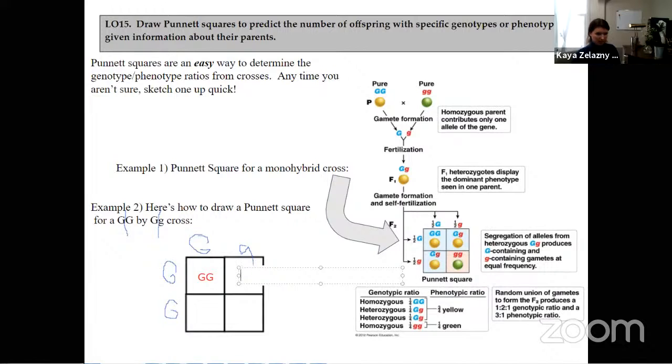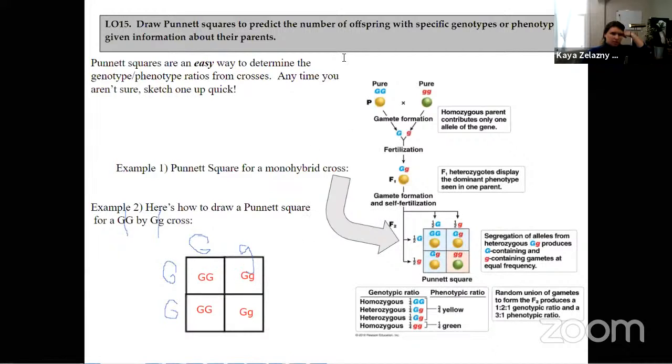So here, again, we have a big G, we have a little g. Here we have a big G again. And here we have a big G and a little g. Okay. So in this cross, where we have a homozygous dominant individual reproducing with a heterozygous individual, we can then express the probability that their children will have any given combination of alleles by looking at this square.